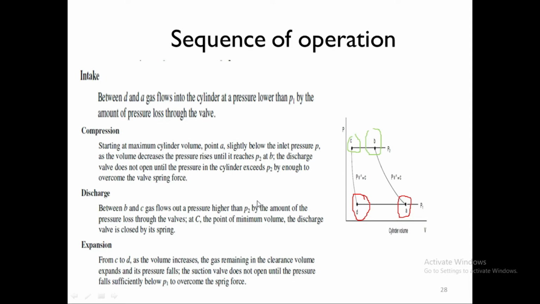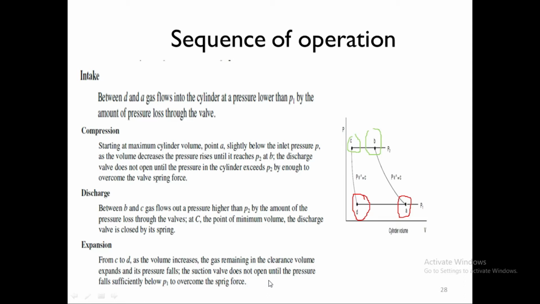expanding. So from C to D, as the volume of the cylinder increases, the gas remaining in the clearance volume expands and its pressure falls. As the piston is moving backward inside the cylinder, the pressure is dropping. So first the gas trapped in the clearance volume will expand, and after that, because the pressure has dropped enough, the intake valve will open and fresh gas will come in.